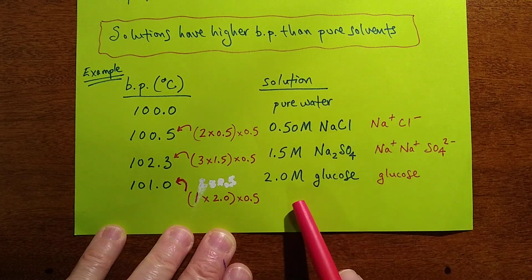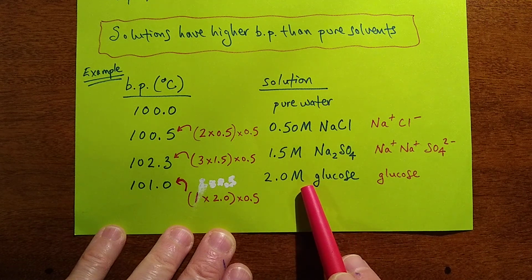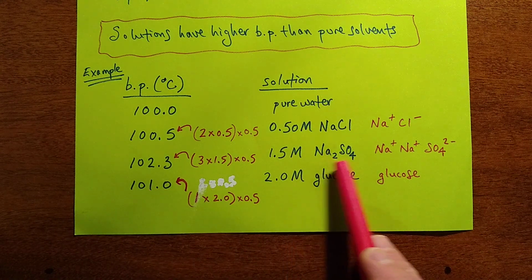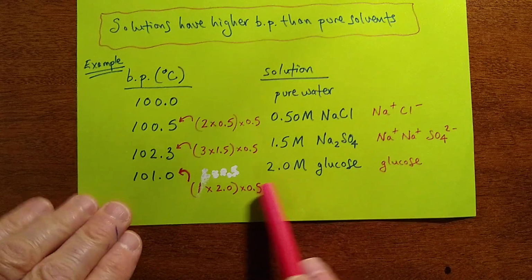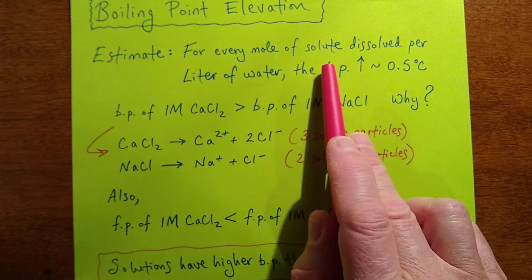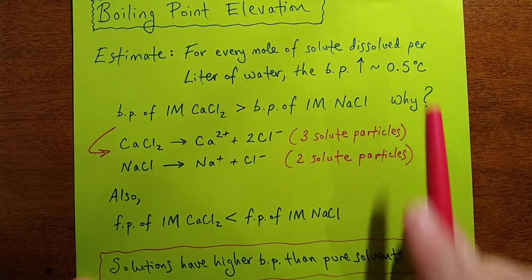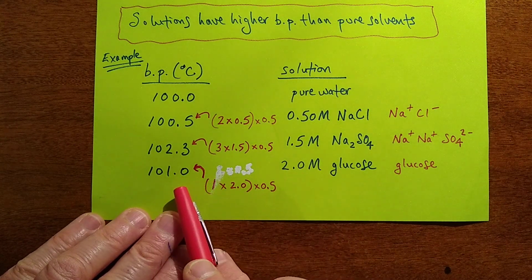2 molar glucose would only raise the boiling point of water by 1 degree because glucose does not ionize like these two do. So 2 molar glucose would just be 2 moles of particles, and each mole of particles raises it half a degree. So if you have 2 moles of particles, you raise it by twice that number, which is 1 degree. That's why the boiling point of a 2 molar glucose solution would be about 101.